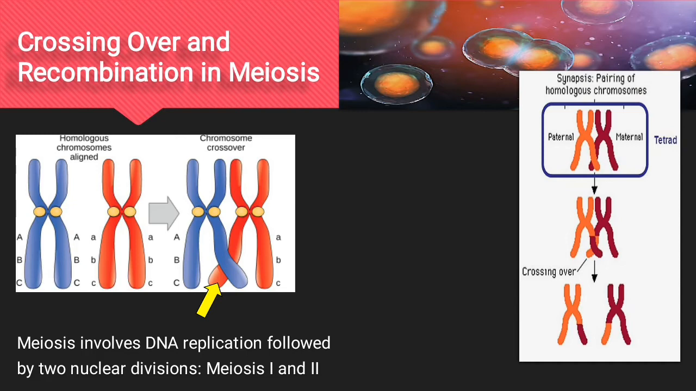Alright class, take a look at the diagram. We have a pair of homologous chromosomes. They are aligned where crossing over happens. If you still remember the word chiasma, it is the point of contact between two non-sister chromatids, where there is a swapping or exchange of genetic material between both chromatids.